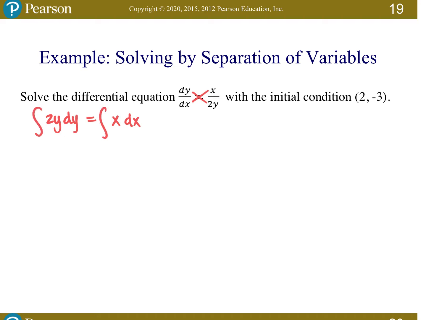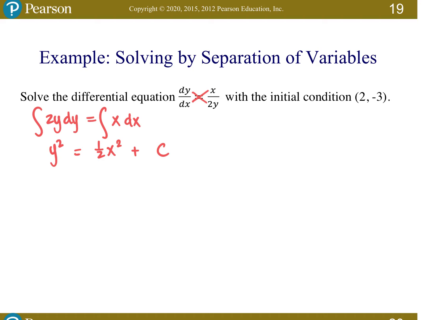So we put our integral here. And we'll do the antiderivative of 2y, which is y squared. And we'll do the antiderivative of x, which is 1/2 x squared. And then we have our constant c. So right now is when we are going to solve for c.